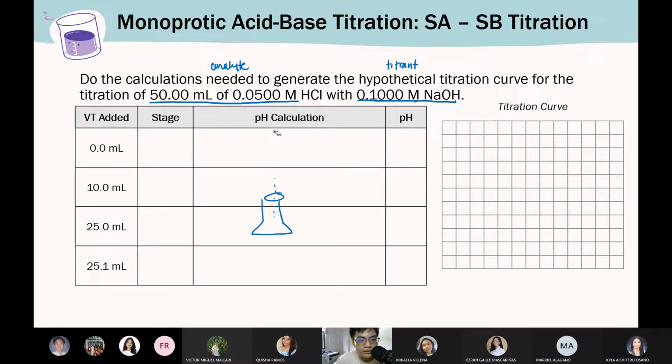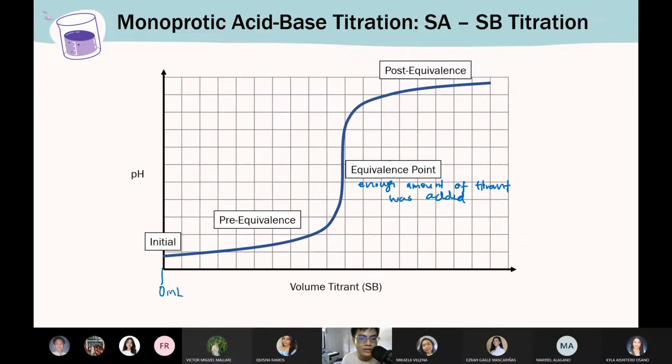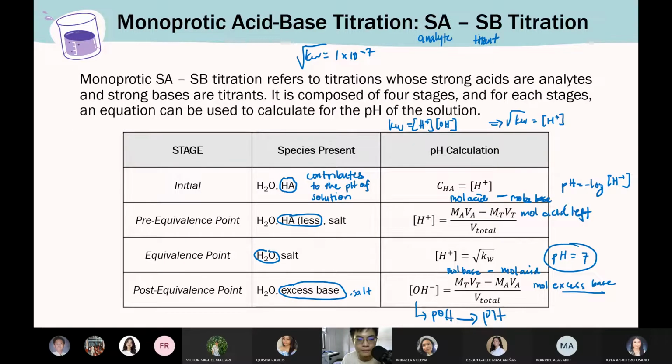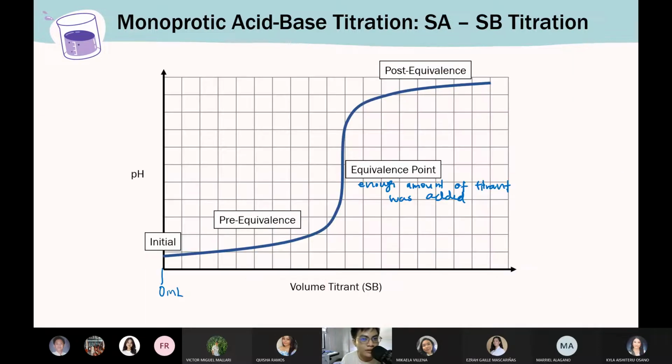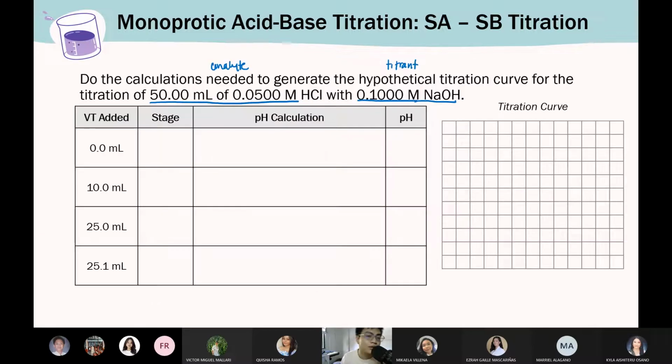Okay. So, ano yung gagawin natin dyan? Ganito. Kailangan, alam mo yung stages. Di ba? Depende sa stages kasi yung equation. So, kailangan, alam mo yung stage. Di ba kada volume ng titrant na dinadagdag mo, iba-iba yung stages natin. Pwede nasa initial, pre, equivalence, pati post. So, ito lang.